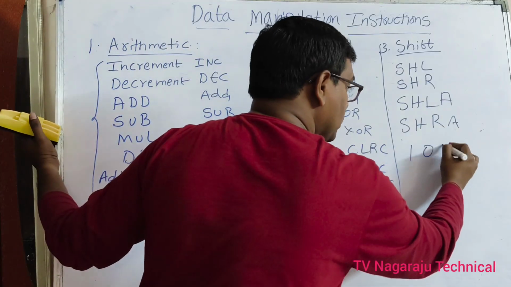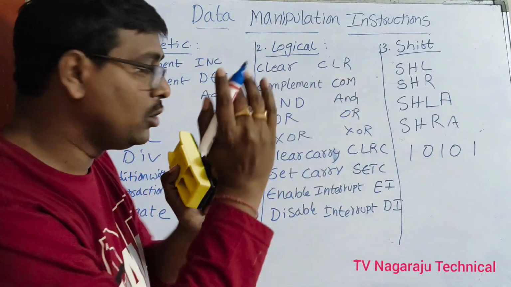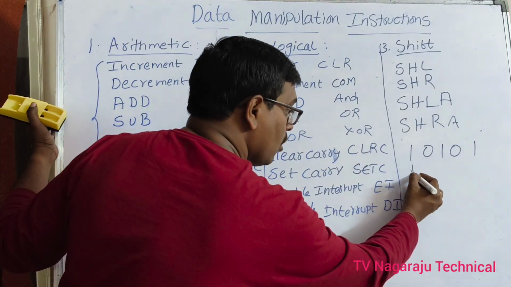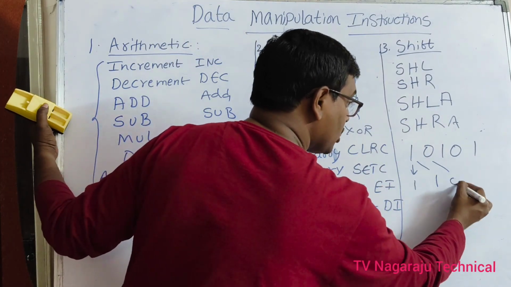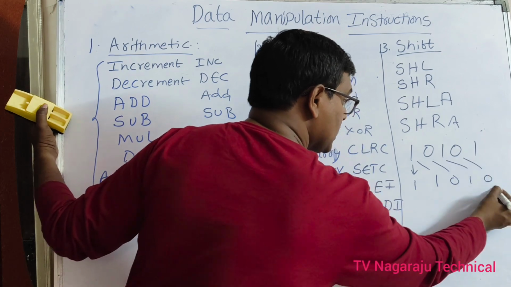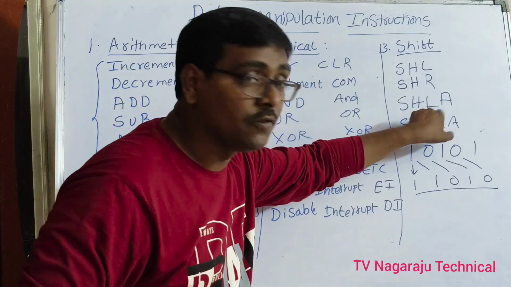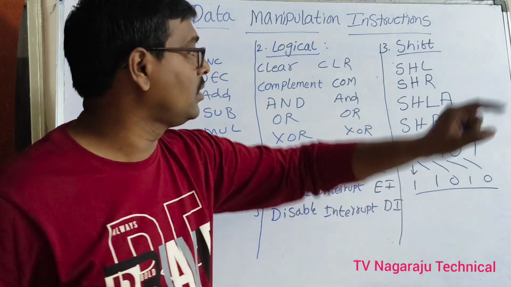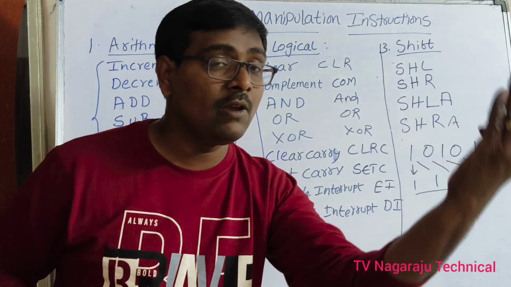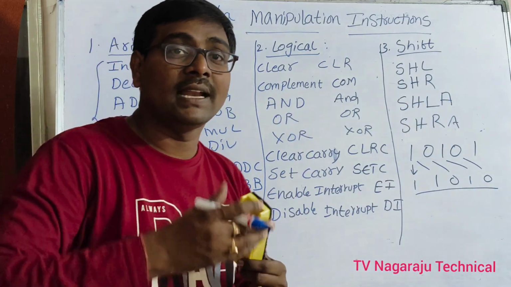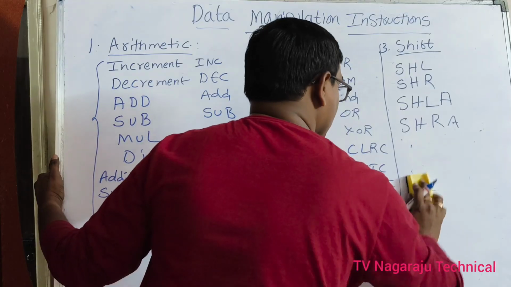For example, 1, 0, 1, 0, 1. Assume this is my number. If you are doing the shift right operation, we are preserving the sign bit and then doing the shift operation. This is the arithmetic shift right operation. And the arithmetic shift left operation is similar to the logical shift left operation. There is no change. While moving to the left side, the number becomes double. Clear? These are the 4 instructions.